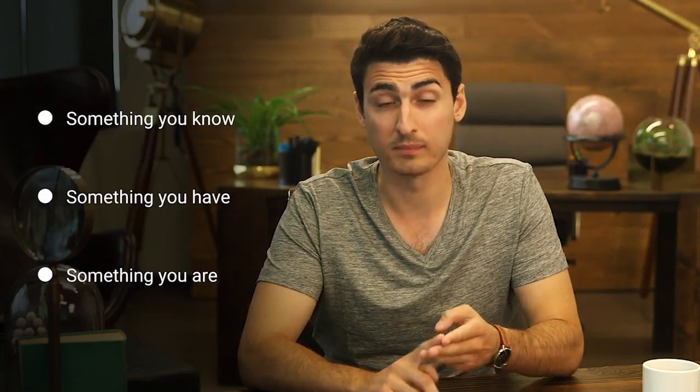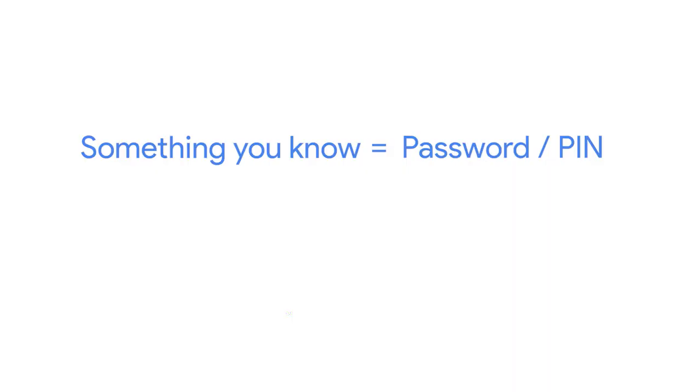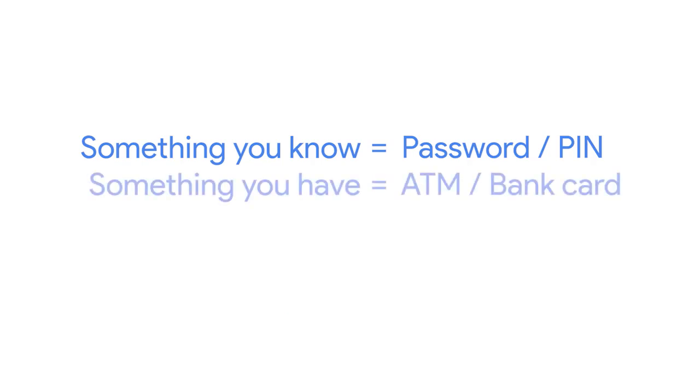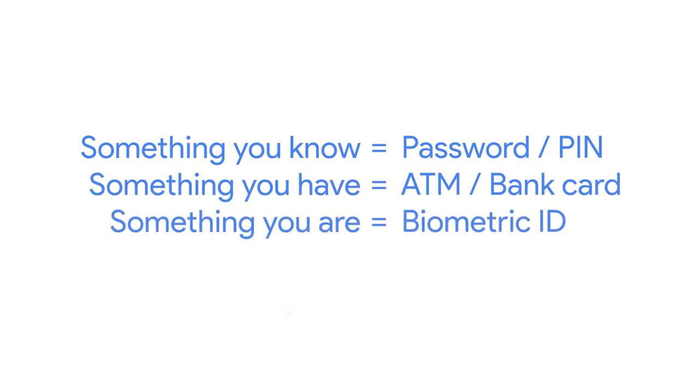The many factors that comprise a multi-factor authentication system can be categorized into three types: something you know, something you have, and something you are. Ideally, a multi-factor system will incorporate at least two of these factors. Something you know would be something like a password or a PIN for your bank or ATM card. Something you have would be a physical token, like your ATM or bank card. Something you are would be a piece of biometric data, like a fingerprint or iris scan.